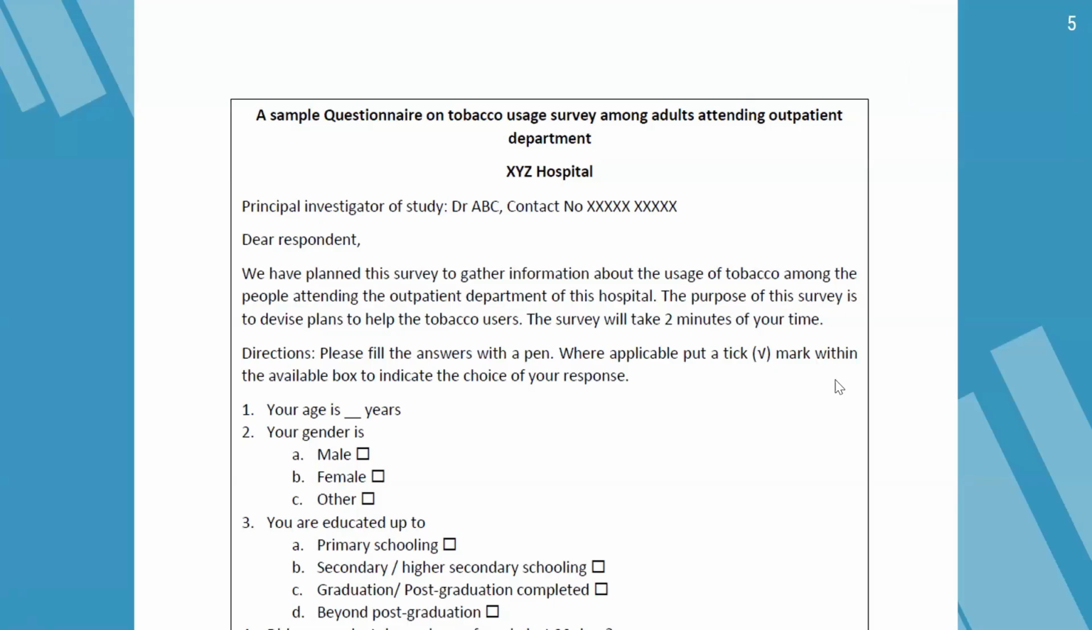Samiksha, what you see on your screen is a screenshot of a data collection form. So if you read this form, what are the different elements that you find which are kept here? If this was a sample data collection form and you were to prepare your own, what elements would you keep in mind while you are creating the data collection form for your study?